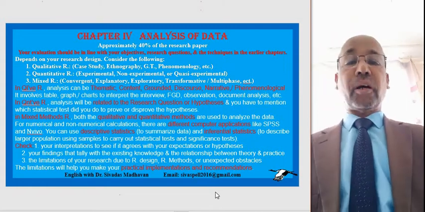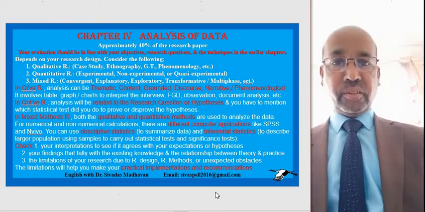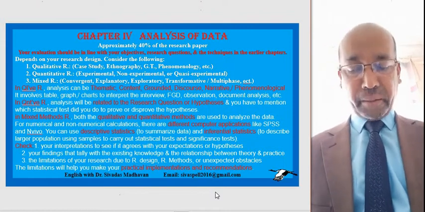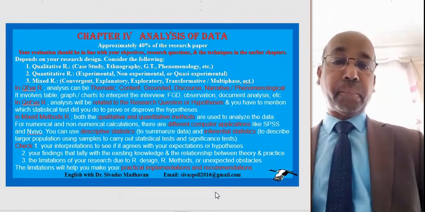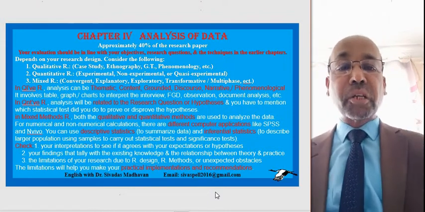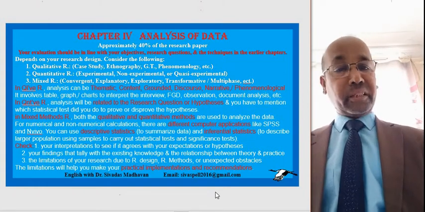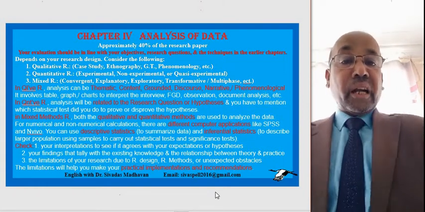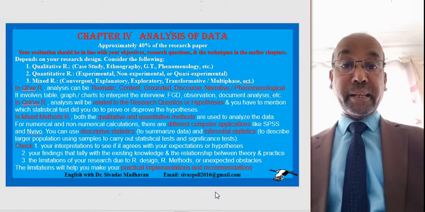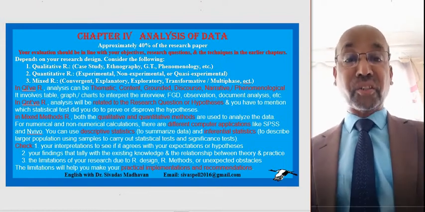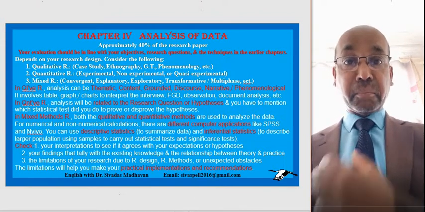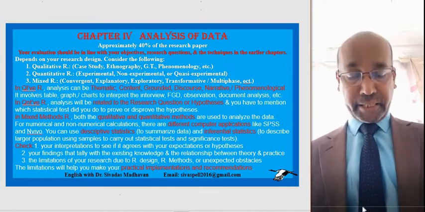Today I'm going to talk about the fourth chapter of research, that is the analysis of data. Analysis of data will be approximately 40% of your research paper. It can be 35 also, there is no hard and fast rule. Approximately 40% of your research will be taken by analysis of data.